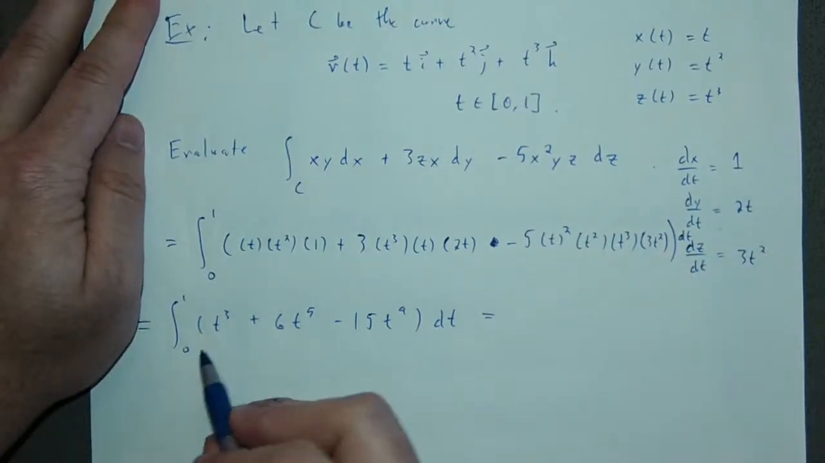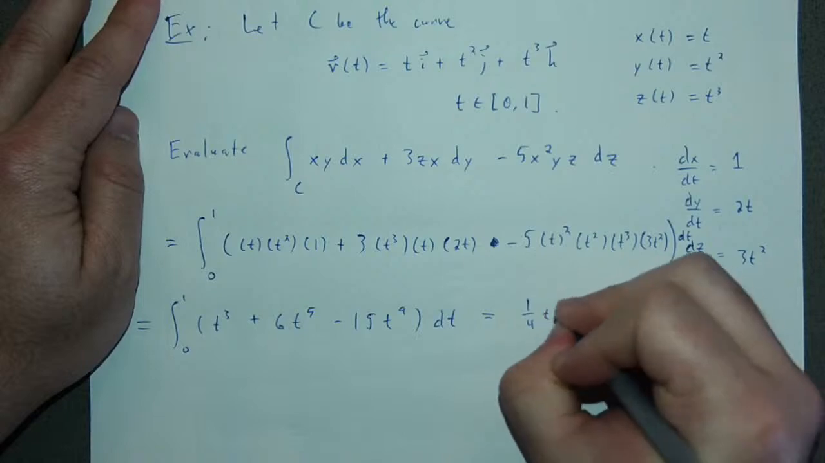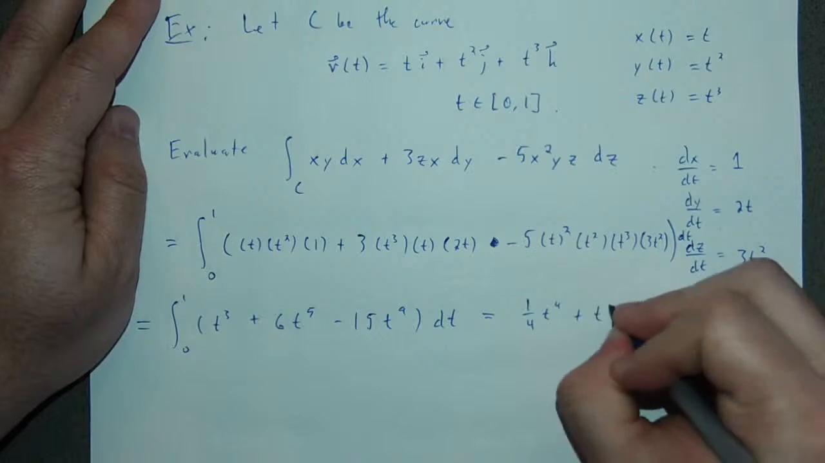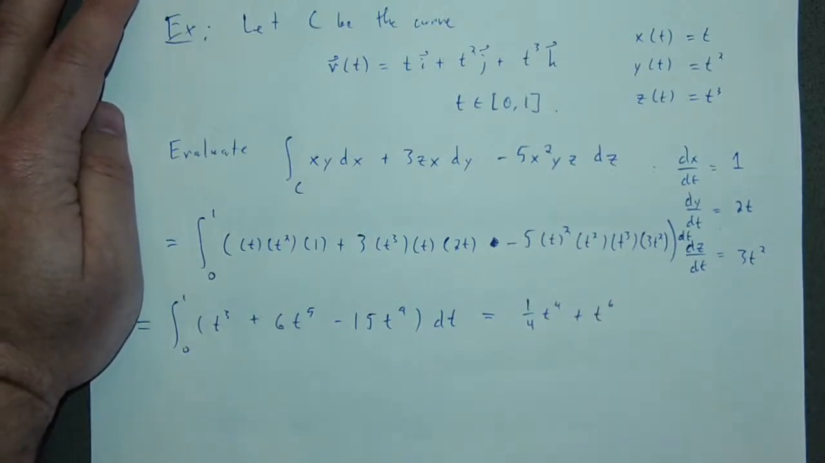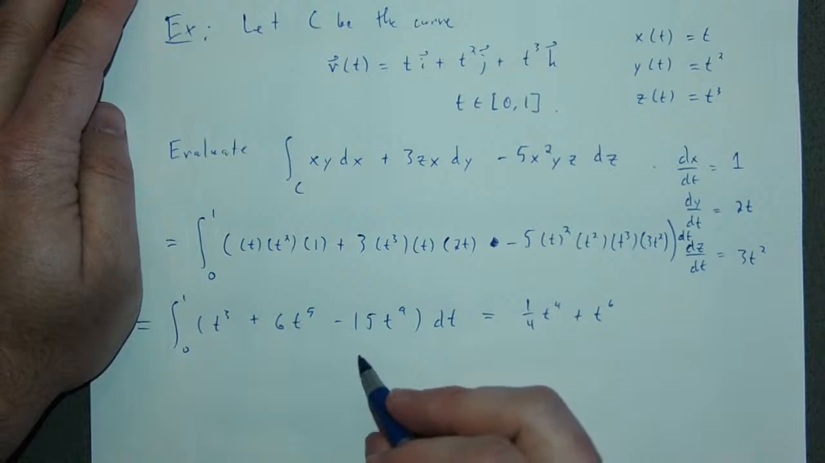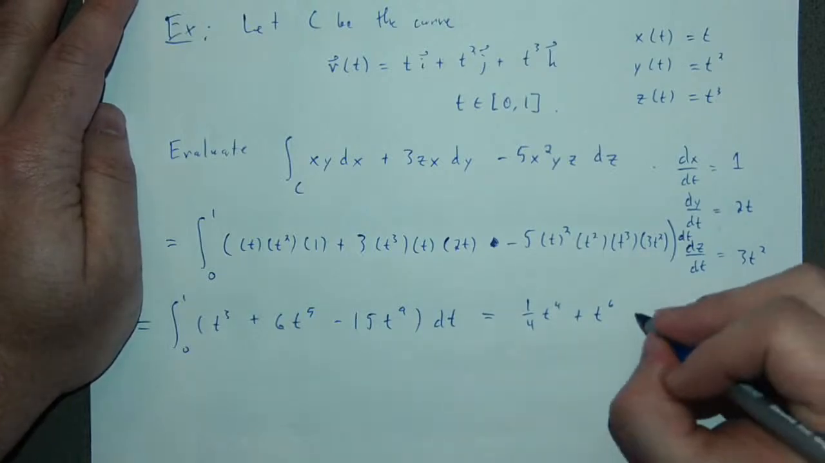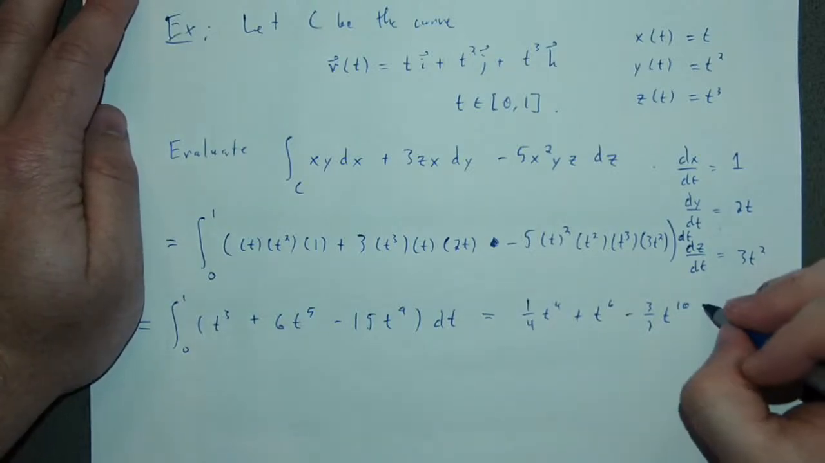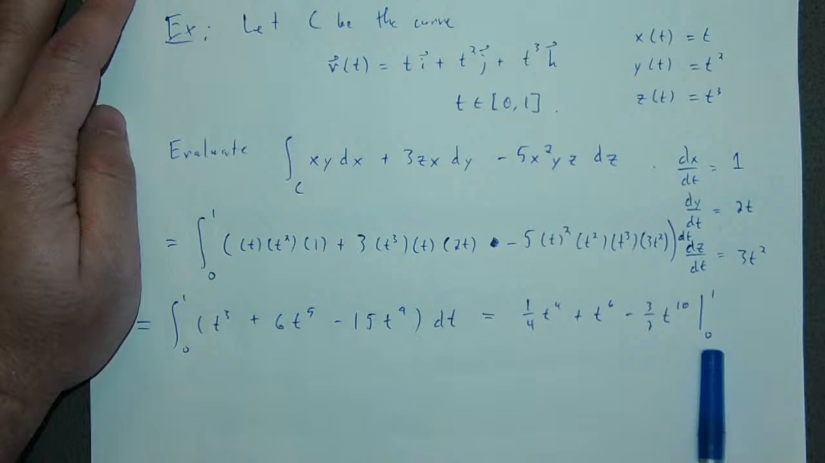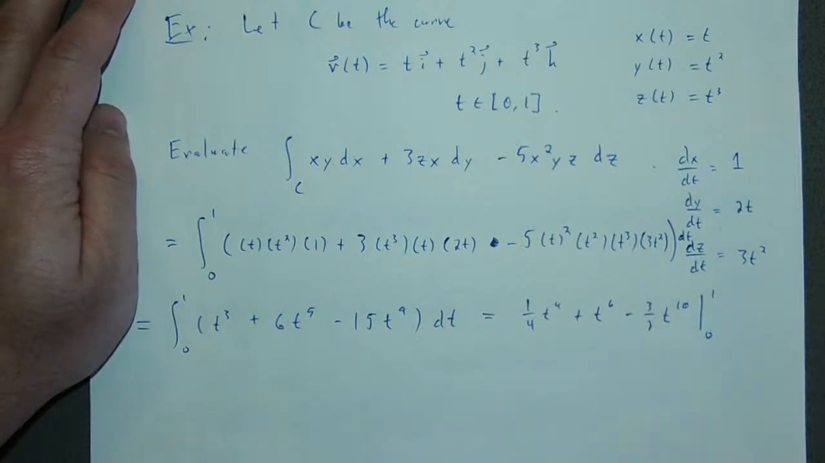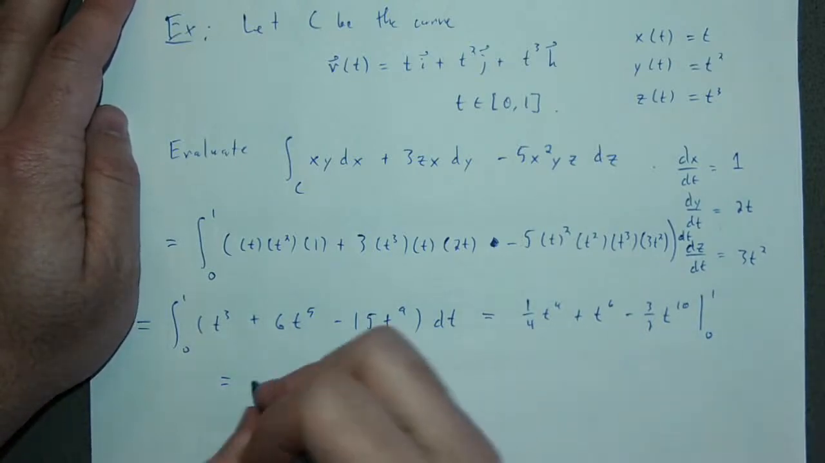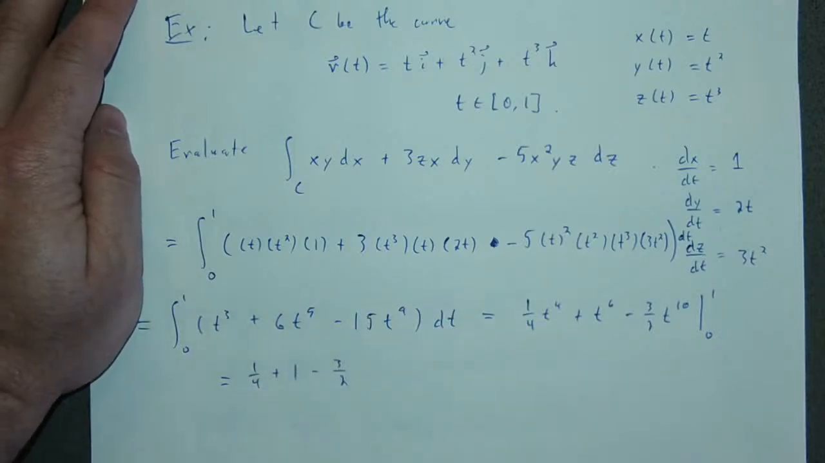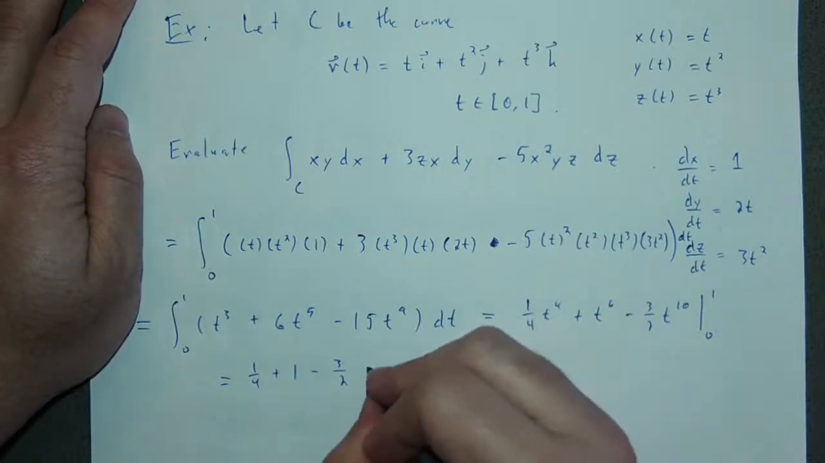So just term by term, the integral of t cubed is 1/4 t to the fourth. The integral of 6t to the fifth is just t to the sixth. The integral of minus 15 t to the ninth is minus 15 over 10, or minus 3/2 t to the 10. Okay, and all that is evaluated from 0 to 1. Plugging in 0, every term has t in it, so I get 0. So I just evaluate this thing at 1. What do I get? I get 1/4 plus 1 minus 3/2. So this is minus 1/4. Right?